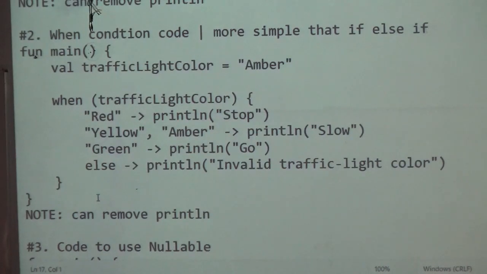And if it is having some other color, it will go with else. And this when condition also provides you flexibility to provide multiple conditions. Like if the value held by traffic light color might be yellow or amber. Okay, there are 2 colors. So in that case, it can still provide the print output. So this decreases your code lines and decreases the complexity.